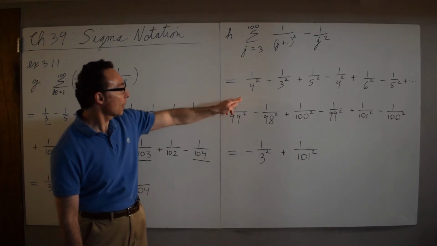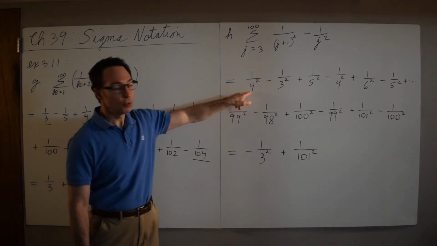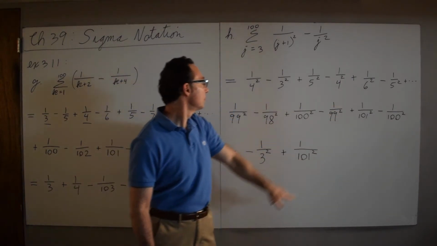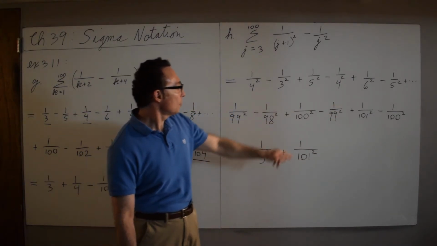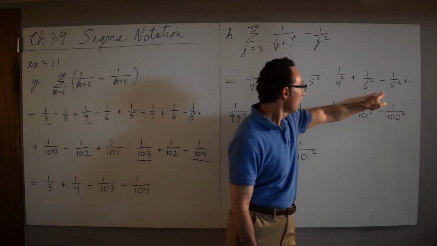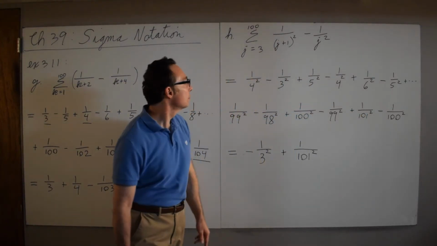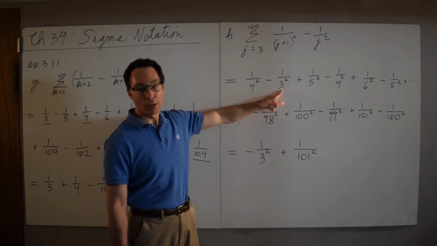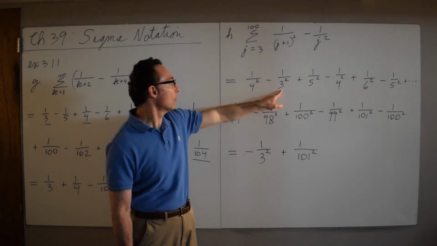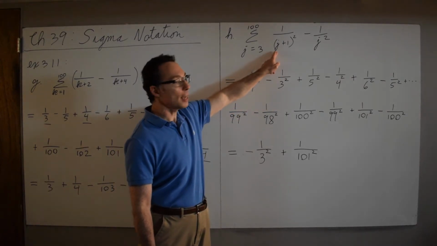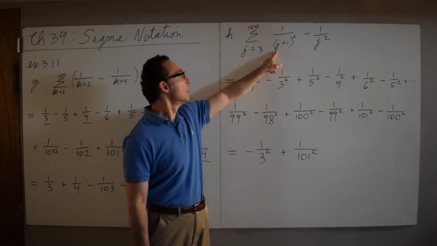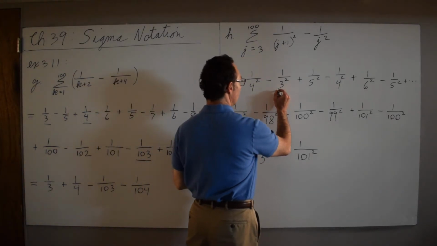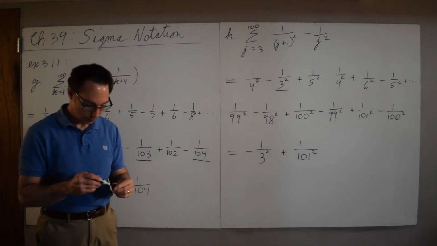And we'll notice the pattern. We have our positive 1/4 squared, our negative 1/4 squared. We have a positive 1/5 squared, a negative 1/5 squared. We have a negative 1/3 squared. Did a positive 1/3 squared appear? No. In order for that to happen, j would have to be 2, but j starts at 3. So this term does not cancel.